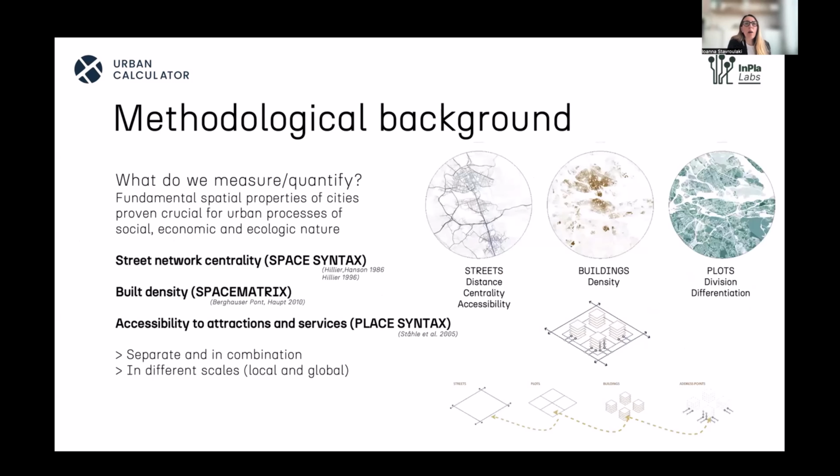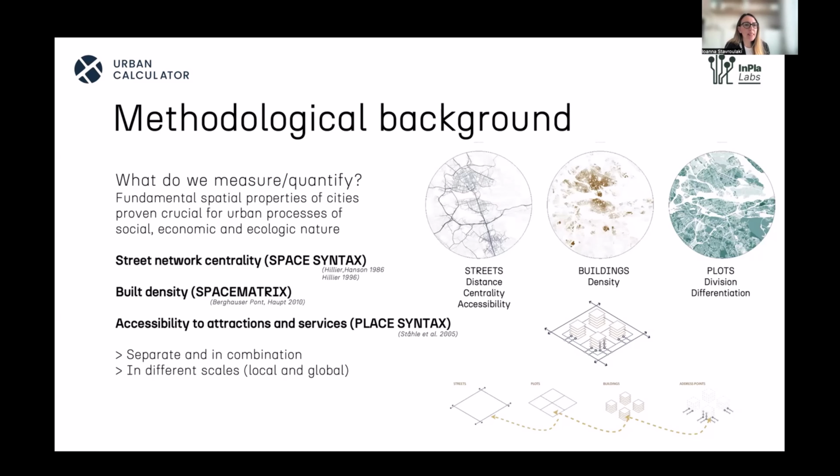So our approach as a spatial morphology group at Chalmers University and as Urban Calculator is to focus on the spatial properties, to measure and quantify spatial properties of cities that have been proven crucial for urban processes of social, economic, and ecologic nature. And we are basically talking about the fundamental elements of urban form, which is street network centrality. And there we draw methods from space syntax theory and methodology.